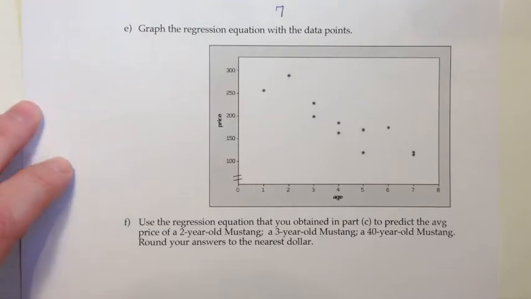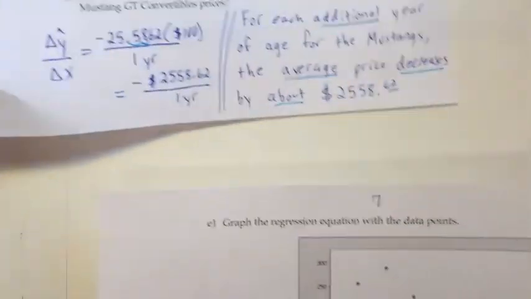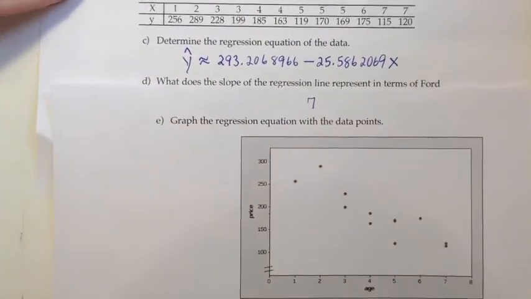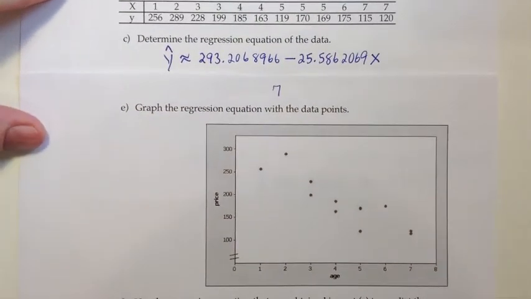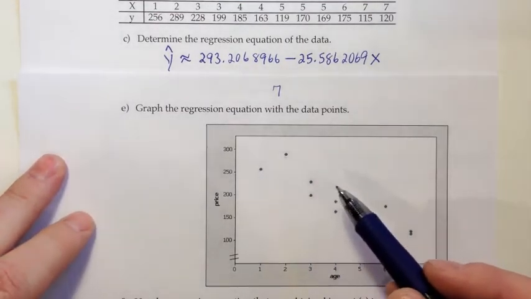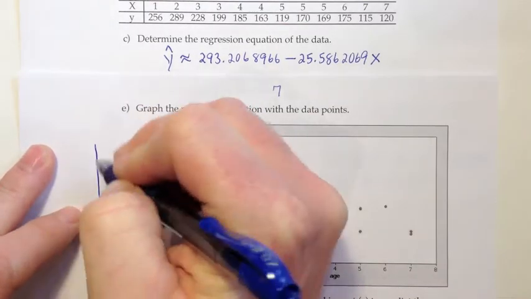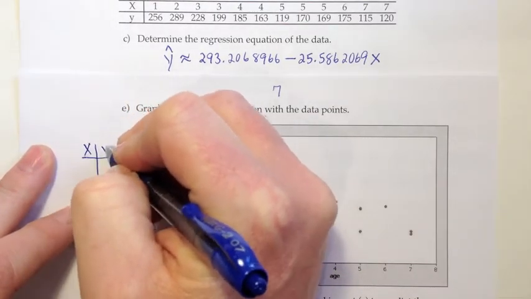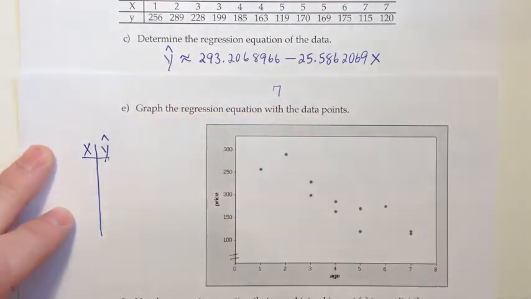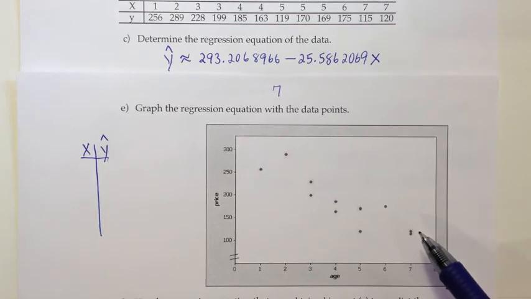Okay, continuing on with our Mustang example, they want us to graph the regression equation with the data points. So let me go ahead and bring our regression equation back in here from the previous page and slide that under so we can see both of them. So if I want to graph that regression equation, then I think one of the simple things that I could do to make that happen is make a little table of x inputs and y hat outputs, and then I could just plug in a couple values, plot those, and connect them with a straight line.